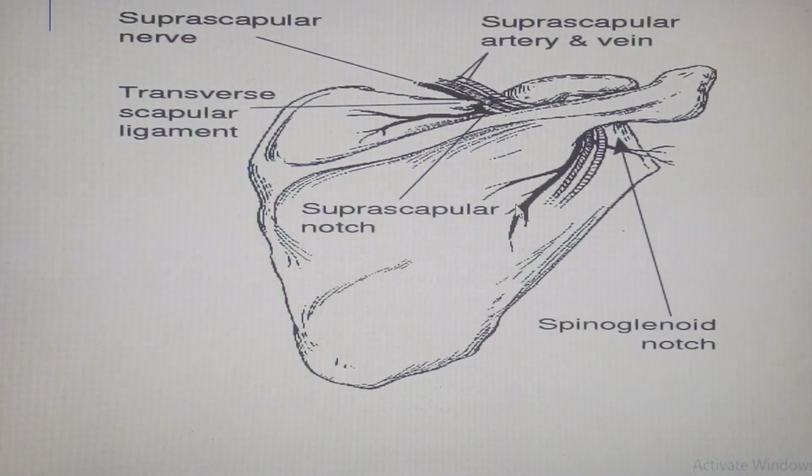So that is one thing that you have to know. You have to know the relationship between the suprascapular artery and nerve with respect to the suprascapular notch, as well as the spinoglenoidal notch. So that is one thing that you have to know.